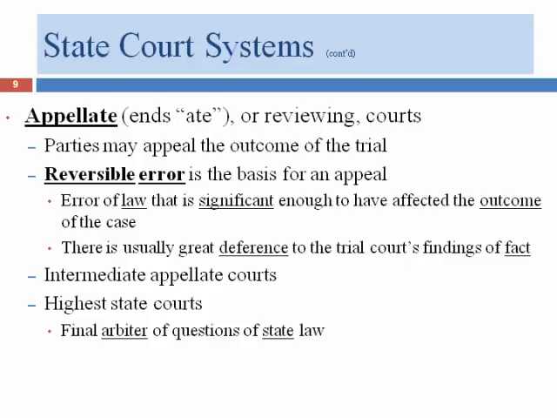Just the fact that errors are made, though, does not mean that the trial court decision will be overturned, because in addition to the need for error, the error has to be significant enough that if the judge had gotten the ruling right, it would have affected the outcome of the case. So it has to be a big error. It has to be a reversible error.